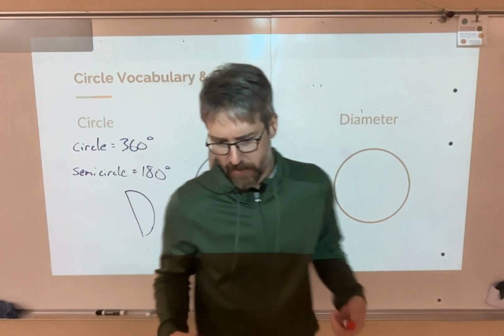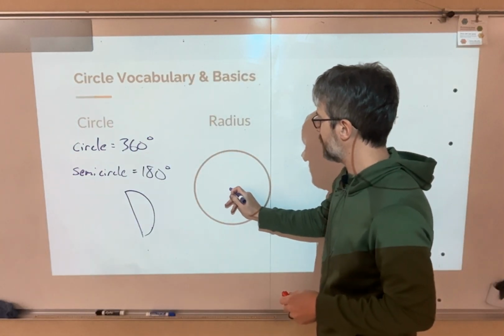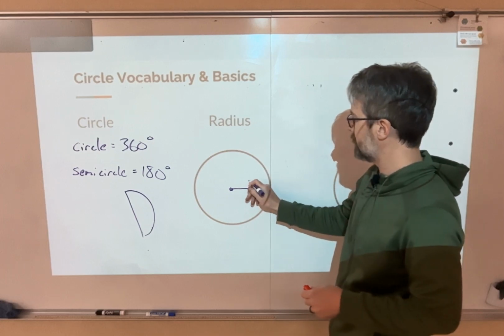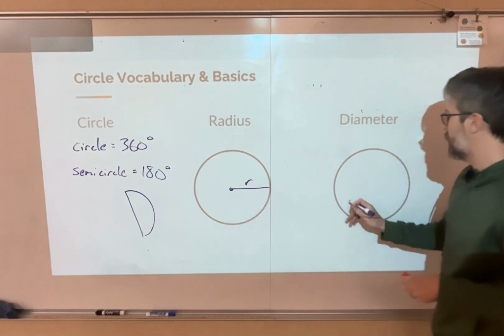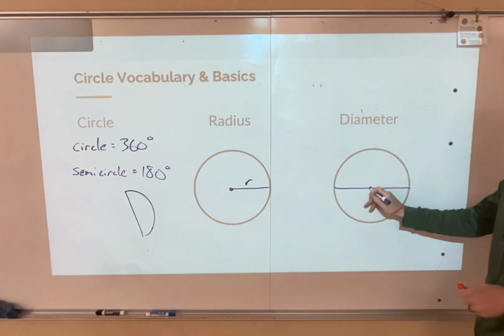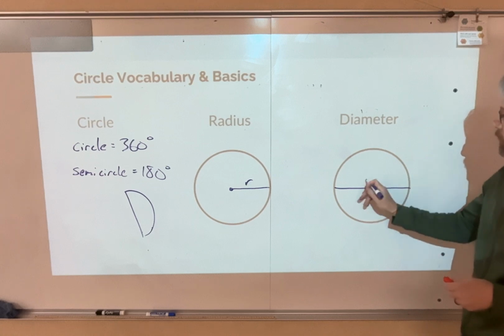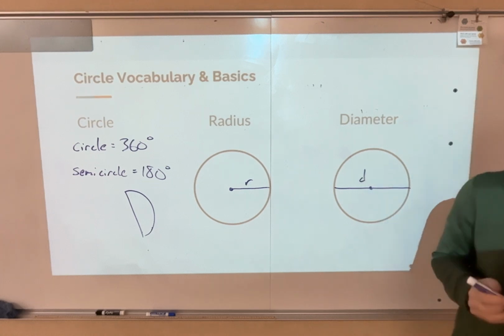All right, a couple other definitions. Our radius, we know the radius is half the distance across, so this is our radius. And the diameter is the full way across when it passes through the center. So it has to pass through the center, go all the way side to side. That is our diameter.